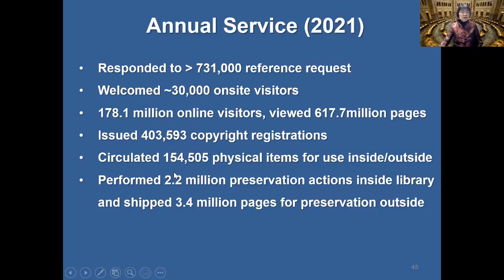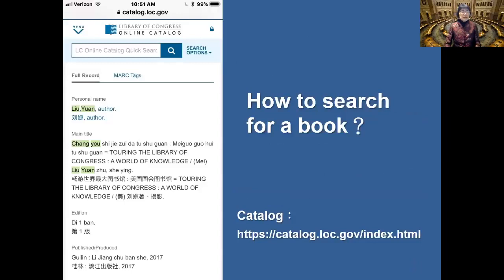And then they circulate physical items for use, either inside the library or outside the library. Outside the library means going to Congress, or if you work there, you can borrow books home. They also performed so much preservation work. Some of it is done inside the library. Some is sent out to contractors, like those very rare books or maps that need to be fixed. It's just really impressive.